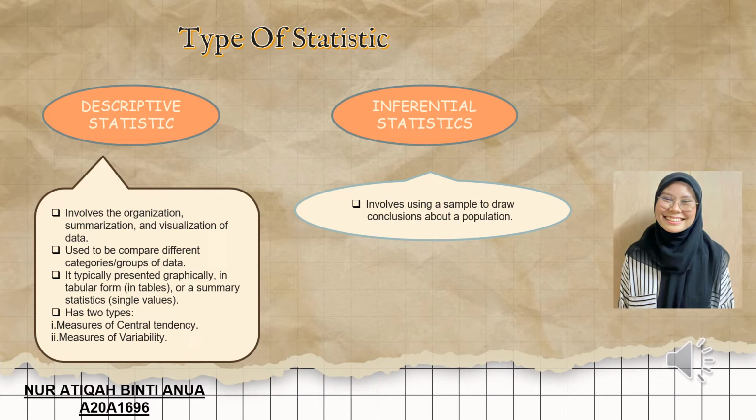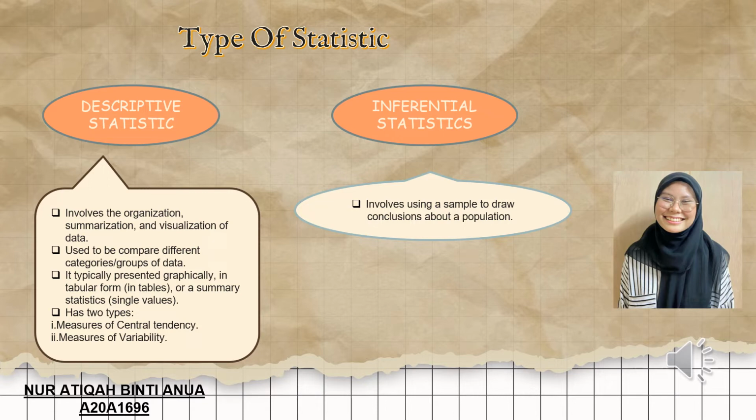My matric number is A20A1696. Today I talk about types of statistics. Firstly, descriptive statistics involves the organization, summarization, and evaluation of data. It is also used to compare different categories of data. It is also presented graphically, in tabular form in a table, or as a summary statistic in a single value.